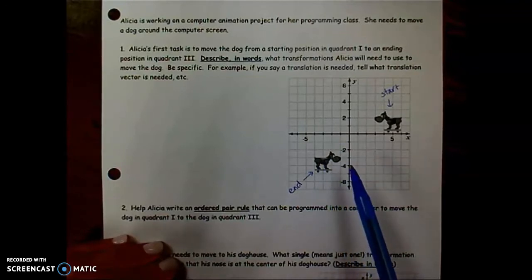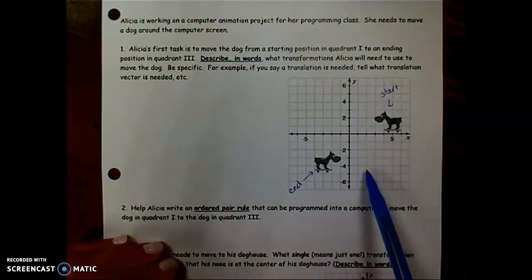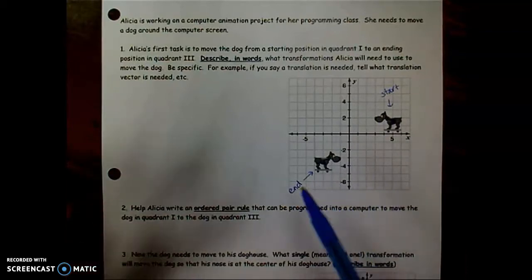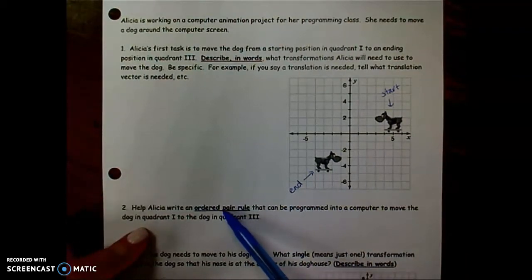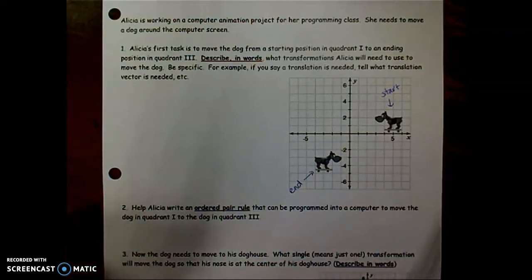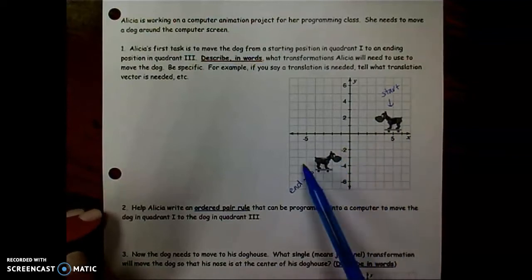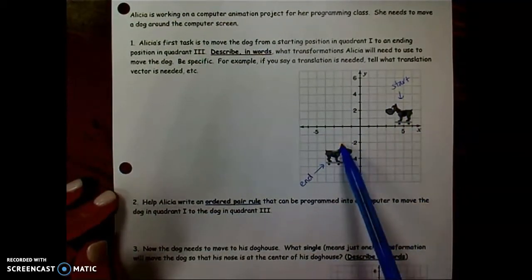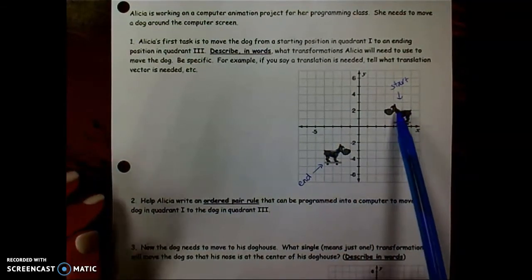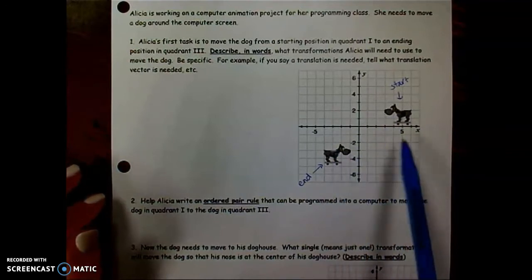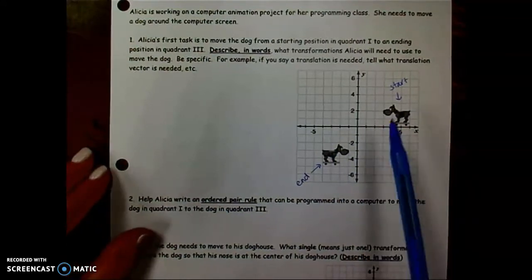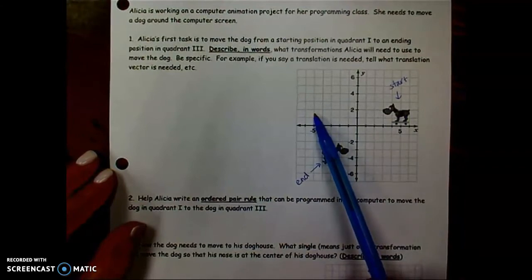Now, there's lots of things I can reflect across, and they all need to be vertical lines. But in number 2, I'm going to have to write an ordered pair rule for that transformation. And I only know how to write the ordered pair rule for 3 reflections so far. We know how to reflect across the y-axis, how to reflect across the x-axis, and how to reflect across the line y equals x. Well, since I want this dog to be facing the opposite direction and not flipped upside down, I'm going to reflect across the y-axis.